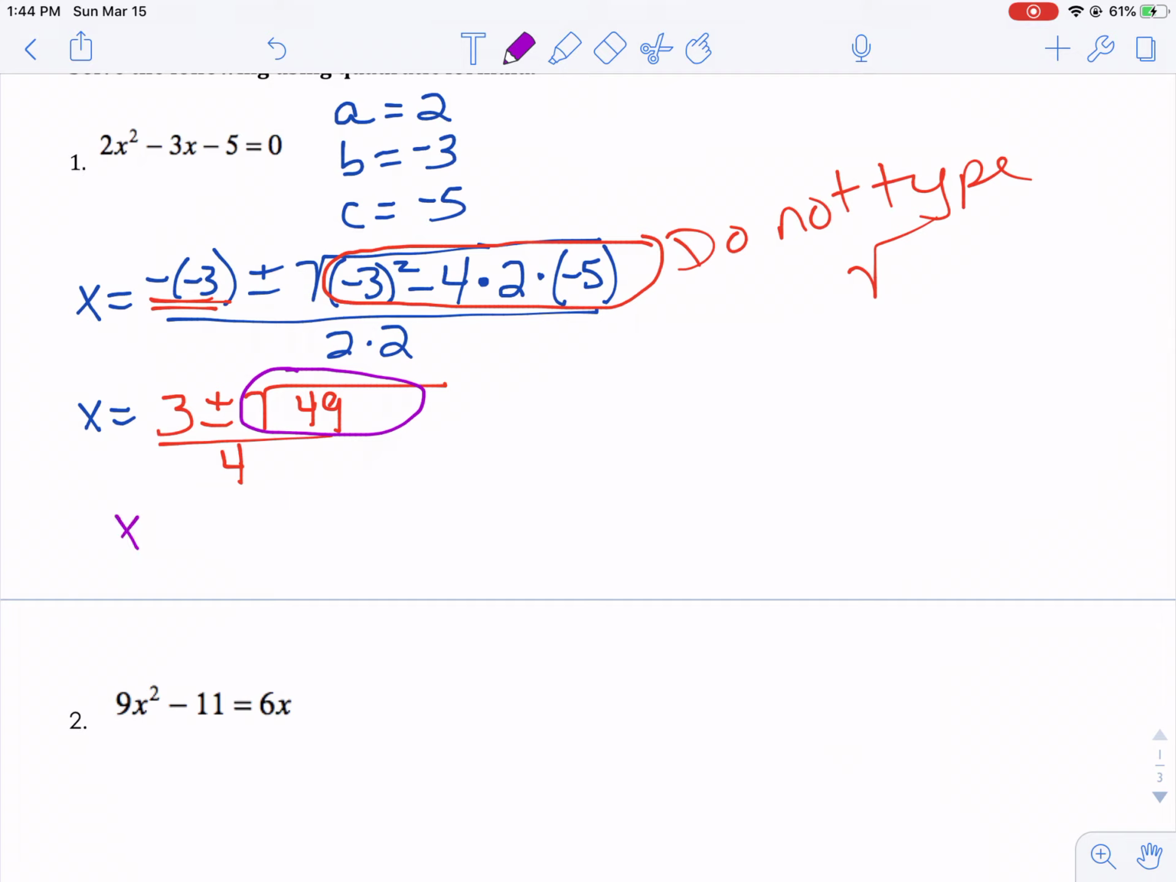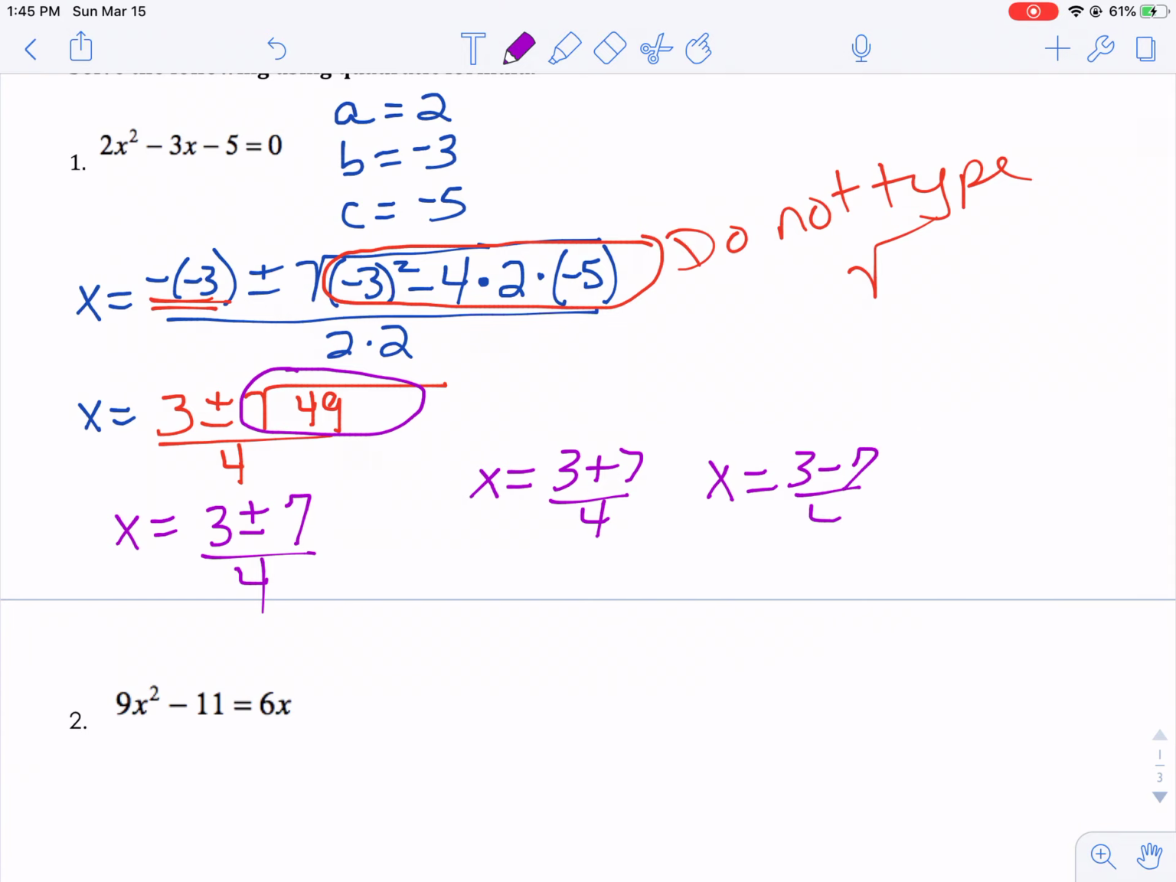So now I am going to rewrite this as 3 plus or minus the 7 divided by 4. And since I don't have any radicals left now, all the numbers are pretty, I now need to separate it into my 2 different answers so I can make them nice looking numbers. So x could equal 3 plus 7 divided by 4, and x could equal 3 minus 7 divided by 4.